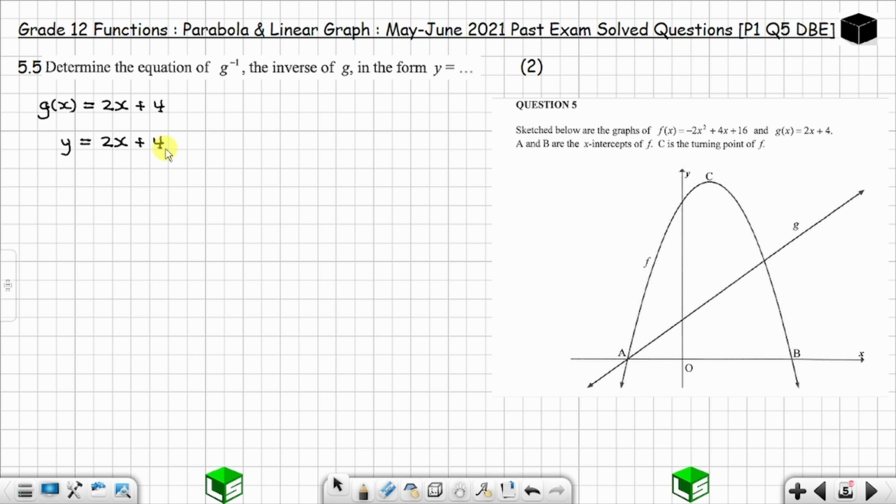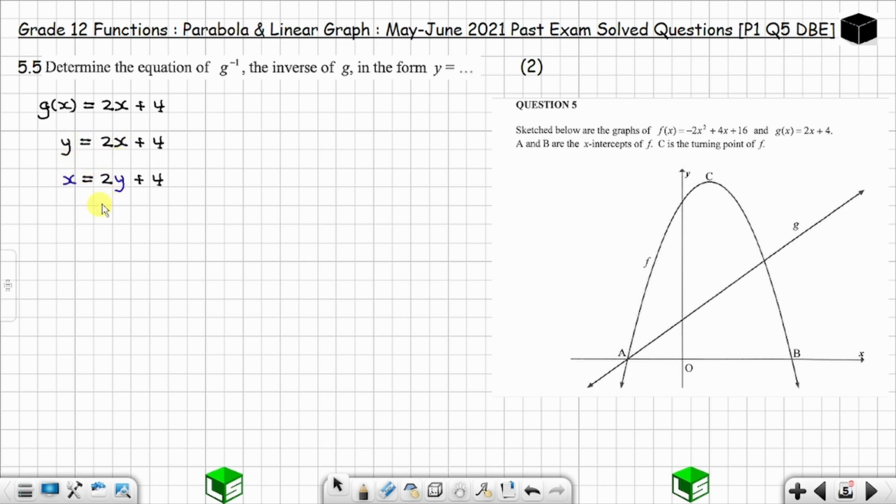Okay, so to find the inverse of g, what you need is to swap around your x and your y. So where you have x, you put y. Where you have y, you put x. So you have y there. It's going to be x is equal to 2y, no longer 2x, but 2y plus 4. Where you have y, you now have x. Where you have x, you now have y.